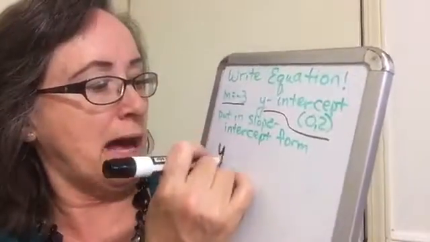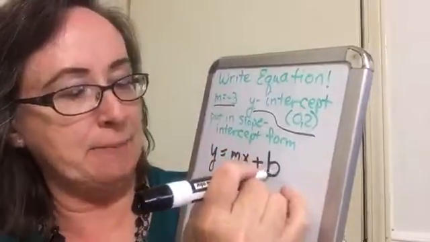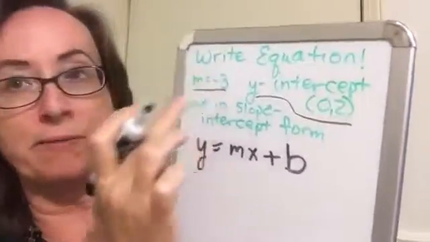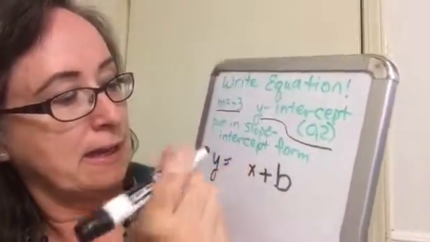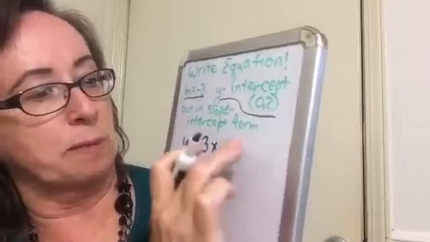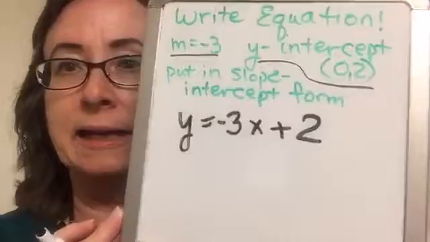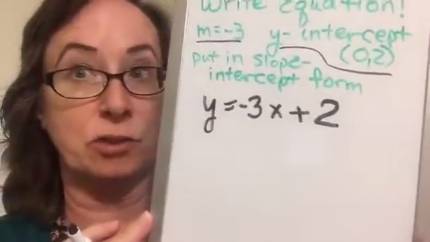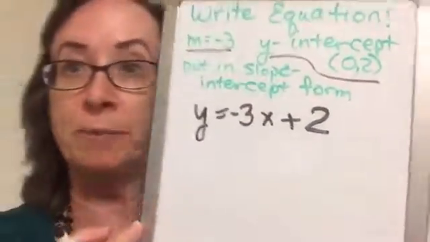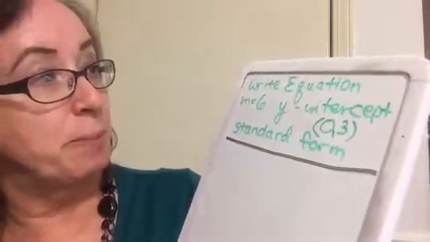We know that y equals mx plus b is our formula, and we have a slope of negative 3, and there we go. So we put our slope in, and then our b is our y-intercept, so we're going to plug in a 2. So y equals negative 3x plus 2 is in slope-intercept form, and we're done. Okay, so now we're going to do the number 3 problem.